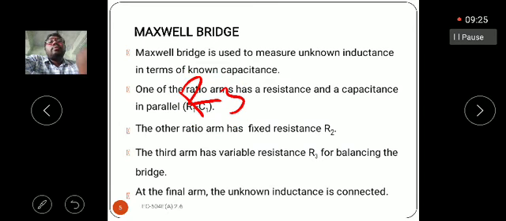What we have to observe in the construction of the Maxwell's bridge is that it has four arms. The first arm has the resistance in parallel with the capacitance. The second arm is the fixed resistance, and the third arm is the variable resistance for balancing the bridge circuit. The fourth arm is the unknown inductance. That means we construct the bridge with the help of these four arms. That is the construction part of the Maxwell's bridge.